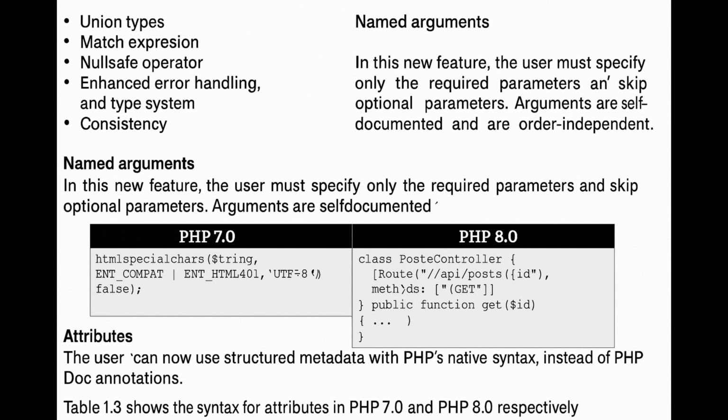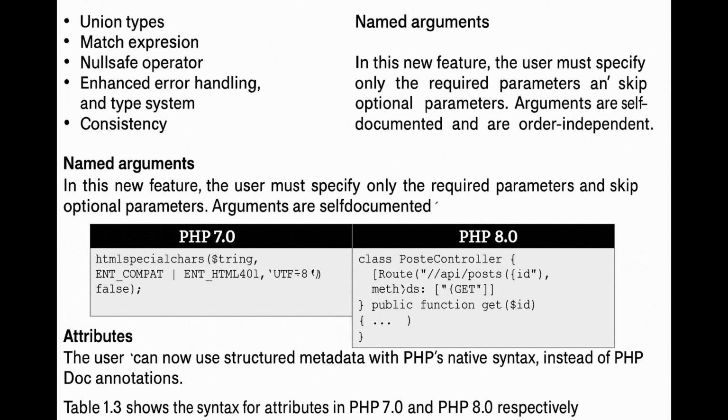One of the most developer-friendly features added in PHP 8.0 is named arguments. This feature allows users to specify only the required parameters of a function and skip optional ones. With named arguments, parameters are identified by name rather than position, making code easier to read and maintain. For example, in older versions like PHP 7.0, developers had to pass all parameters in the correct order, even if some were not needed. In PHP 8.0, developers can call functions using parameter names directly, making code more self-documented and order-independent. Additionally, PHP 8.0 introduced attributes, also known as annotations.